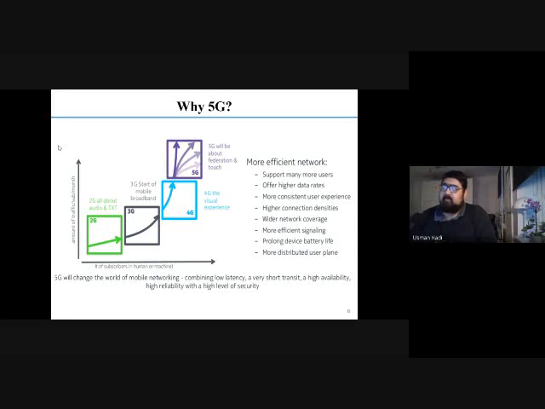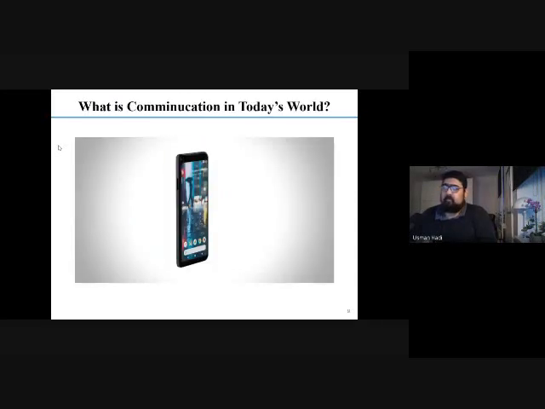So these are some of the advantages that 5G will bring. Now, because we are talking about communication and 5G, it is the right time to tell the audience what exactly we are going to talk about now.